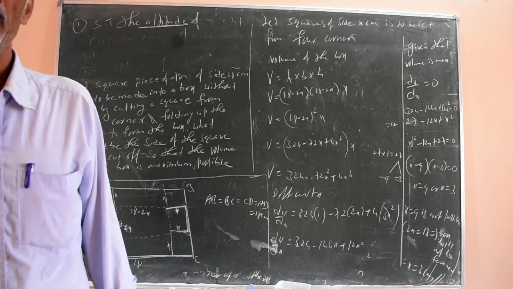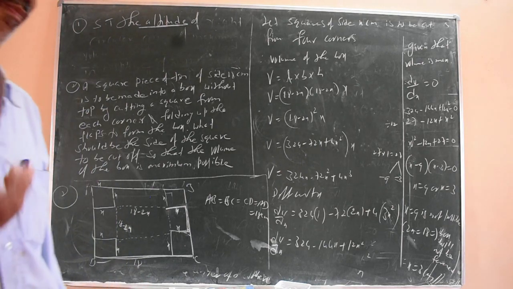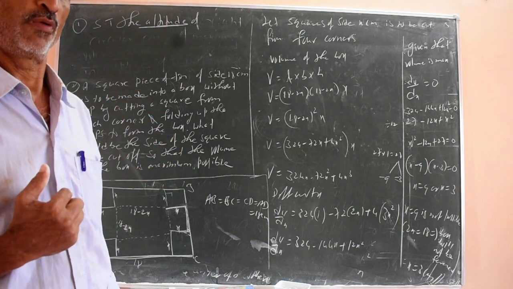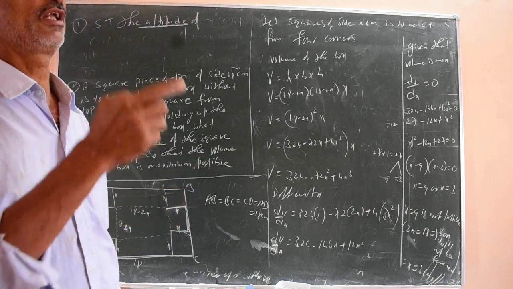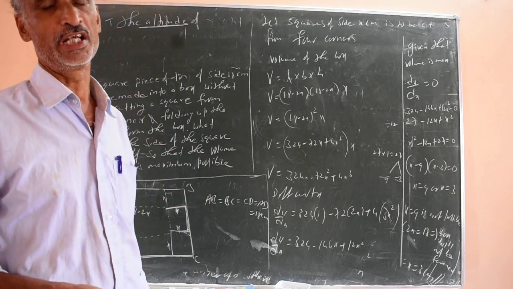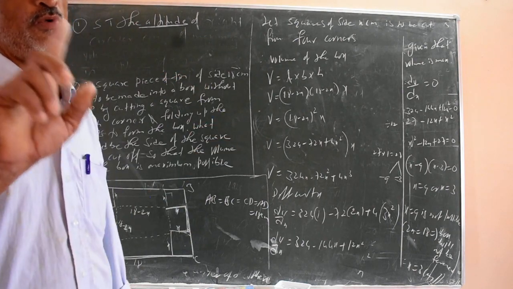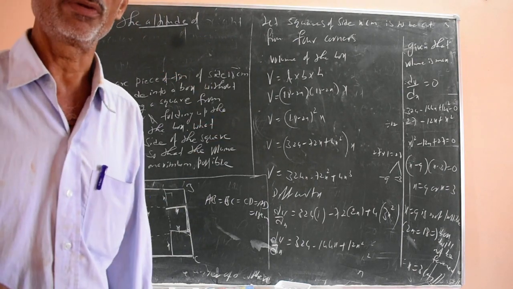Volume is maximum has been given. If volume is maximum is to be proved, then you have to show that second order derivative is negative. Otherwise, if the volume is maximum is given in the problem, no need to show second order derivative is negative. That's the point. Okay.